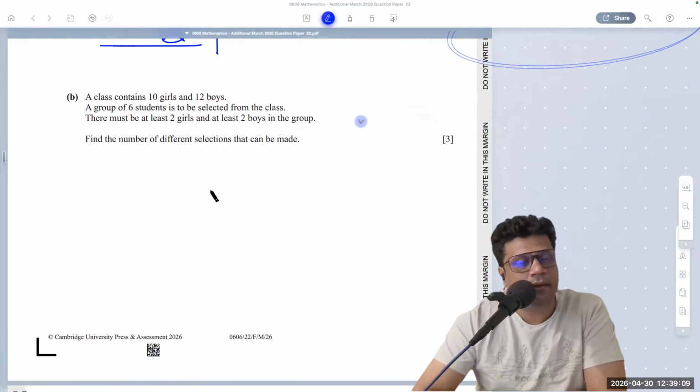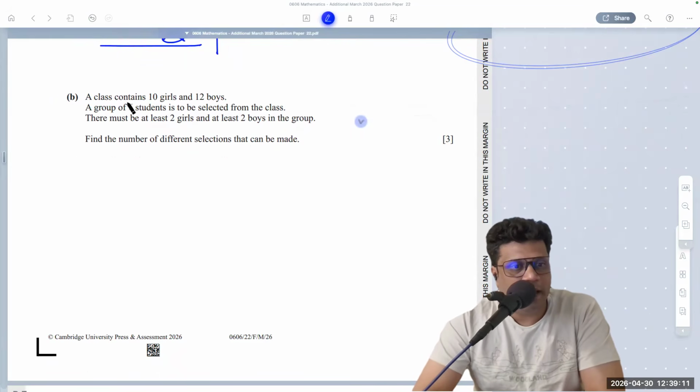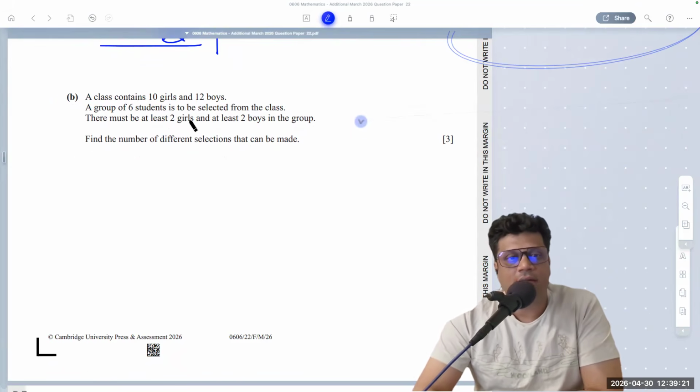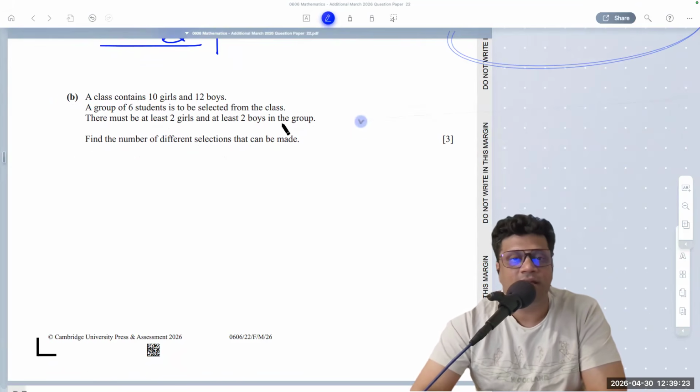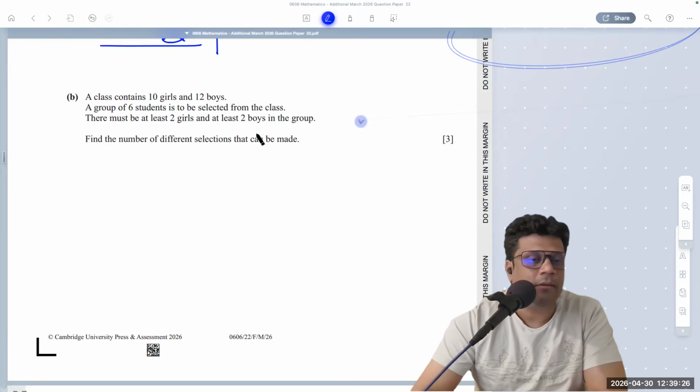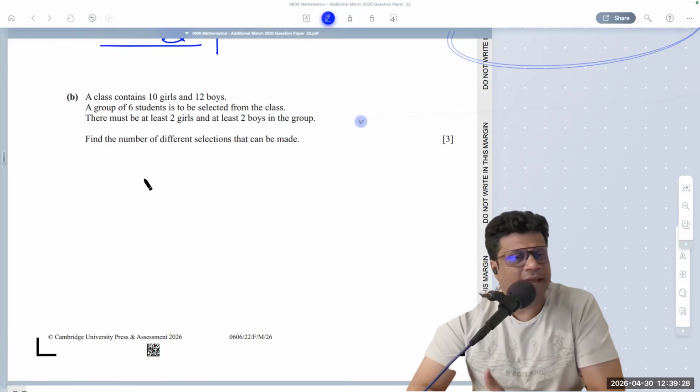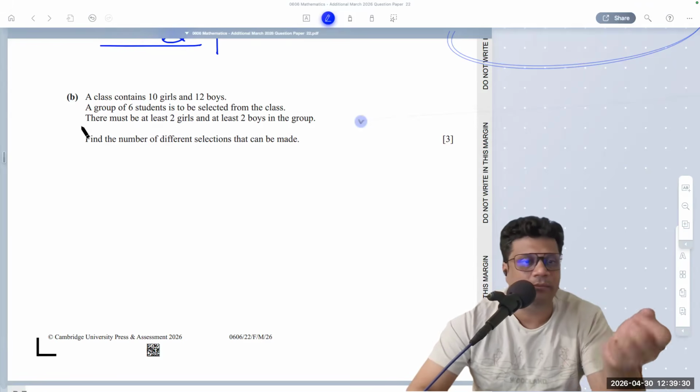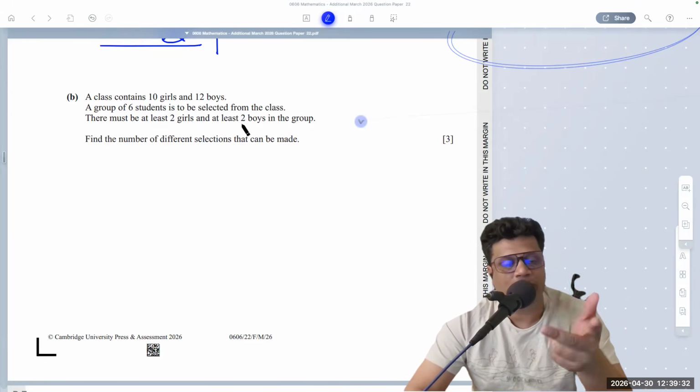Okay, let's see. A class contains 10 girls and 12 boys. A group of 6 students is to be selected from the class. There must be at least 2 girls and at least 2 boys in the group. So I'll lay out the scenarios which favor the outcome: 2 girls and 2 boys at least.